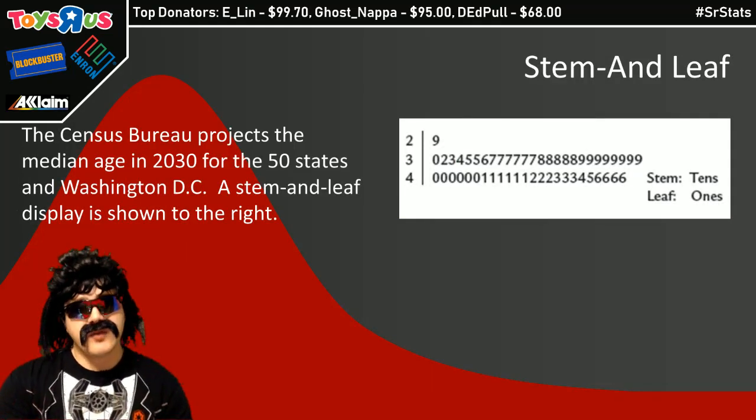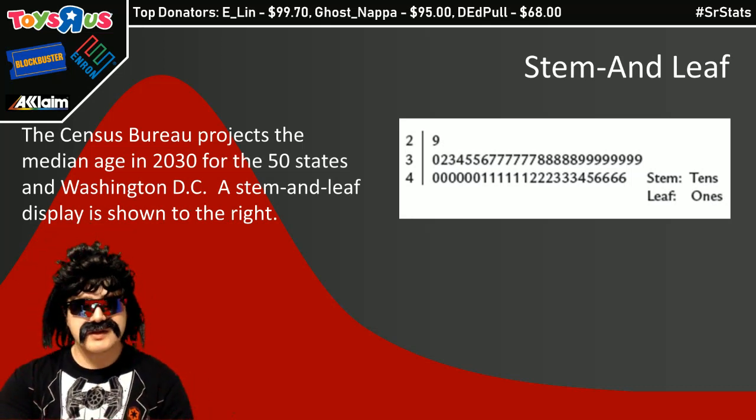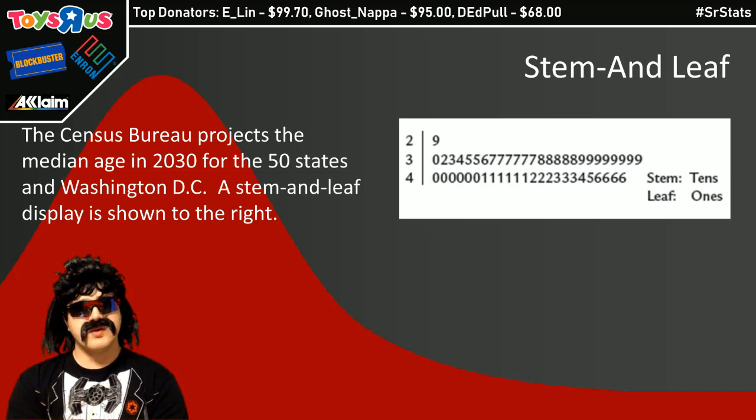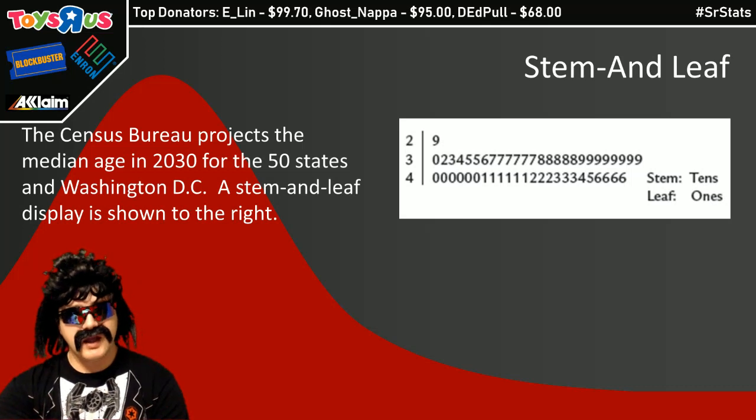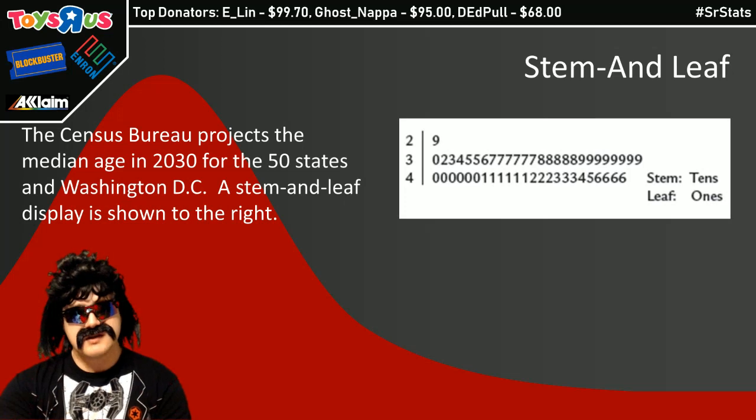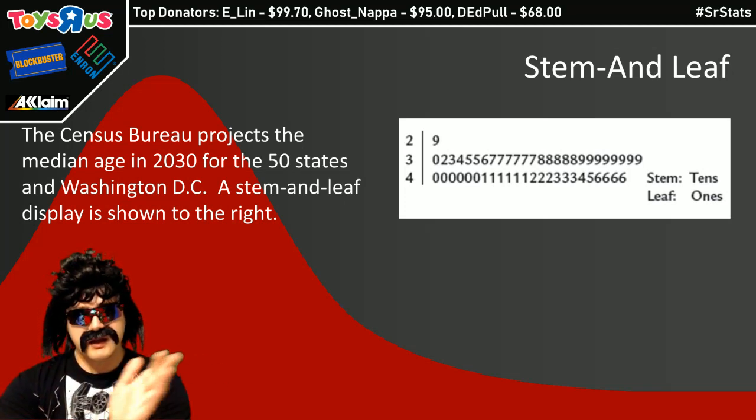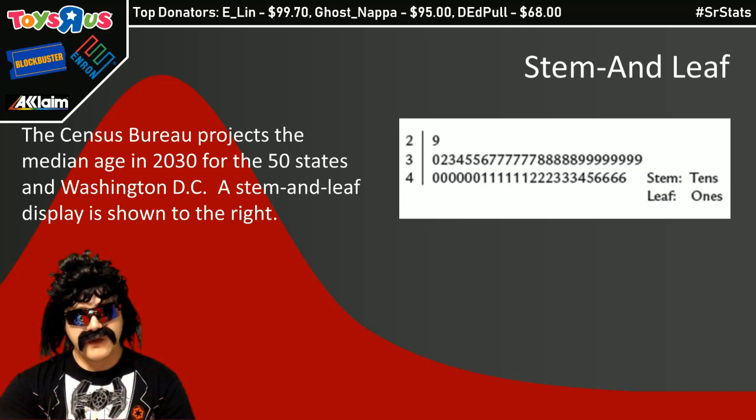Alright, now the problem with stem and leaf plots is sometimes you end up having it where it shows not enough actual variance. So let's look at this one. The Census Bureau projects the median age in 2030 for the 50 states and Washington DC. Stem and leaf plots are shown to the right. So the stems are the 10s, and the leaves are the 1s. Right? So when we're looking at this, there's not that much of a shape to figure out from there.